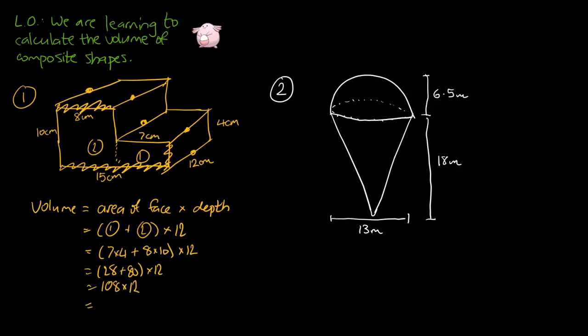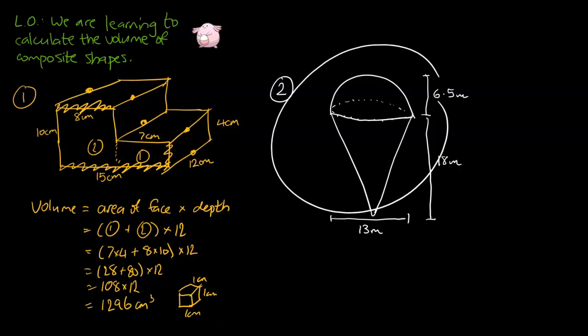This is where I'll grab out my calculator to make sure I don't do any silly math errors. 108 times 12, that's going to get me to 1,296 centimeters cubed. So if I had a little cube that was 1 centimeter by 1 centimeter by 1 centimeter, I'd be able to fit 1,296 of those cubes into my shape. So we've done question number 1. We're now going to move on to question number 2.